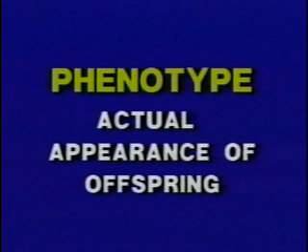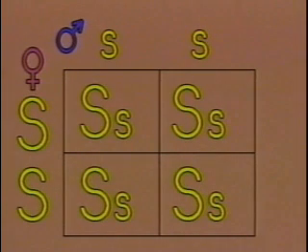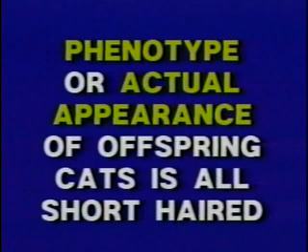What is the phenotype, or actual appearance, of the cats we are studying? The phenotype, the actual appearance of the cats, is 100% short-haired. In each box of the Punnett square, a dominant short-haired gene combines with a recessive long-haired gene. All the cats will appear short-haired because the dominant gene masks the recessive gene.